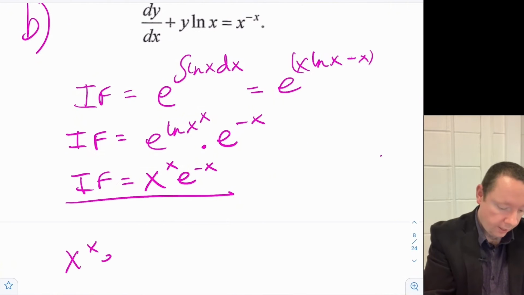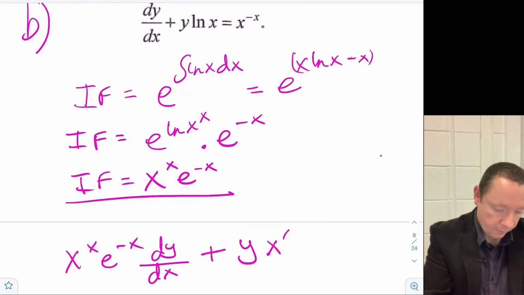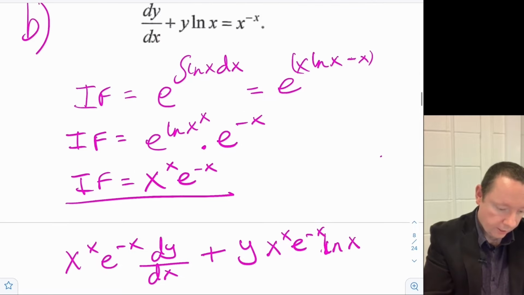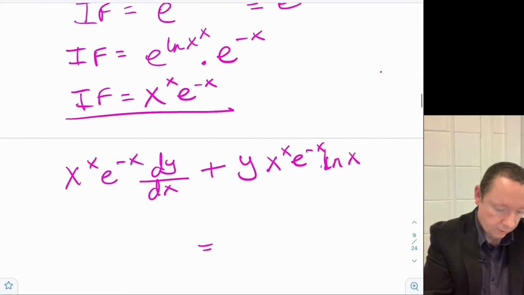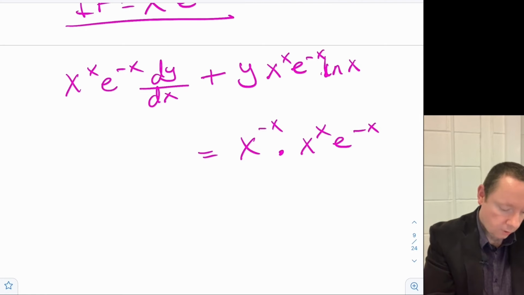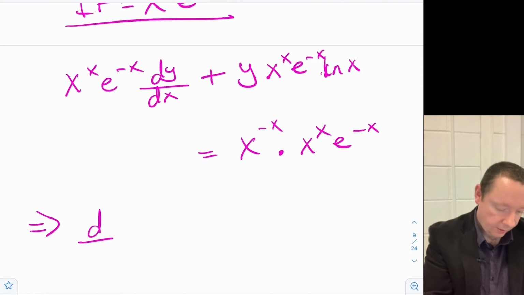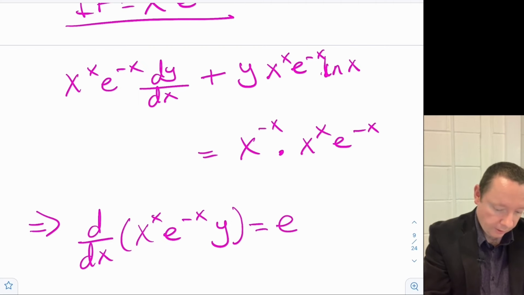So we've got x to the power of x e to the minus x dy by dx plus y x to the power of x e to the minus x log x, and that equals the right hand side, which is x to the power of minus x times x to the power of x e to the minus x. So that implies we've got d by dx of x to the power of x e to the minus x times y equals e to the power of minus x.